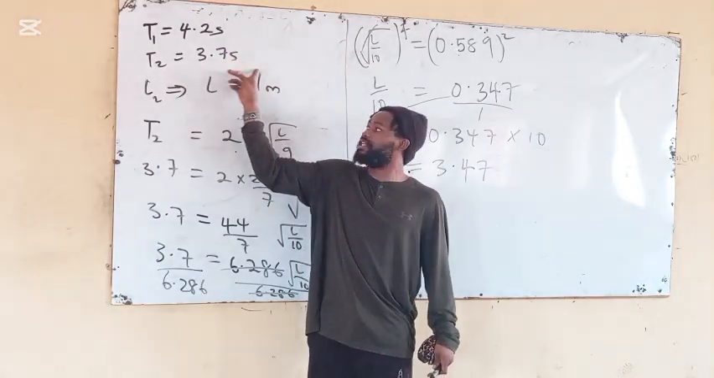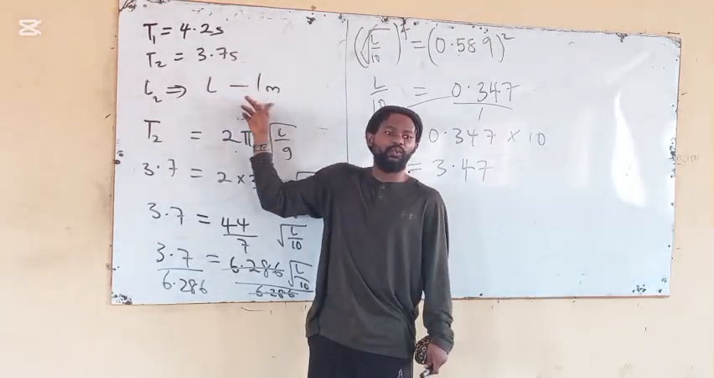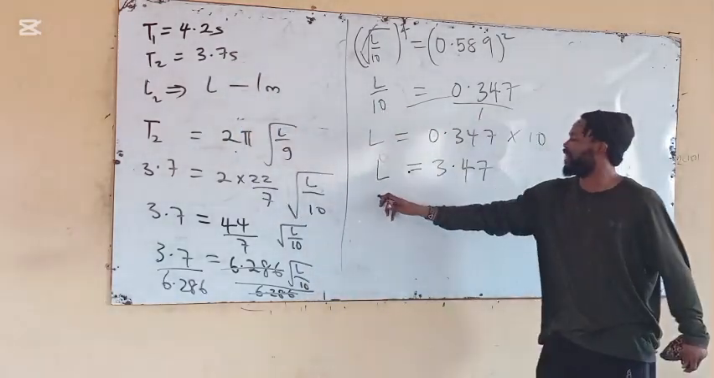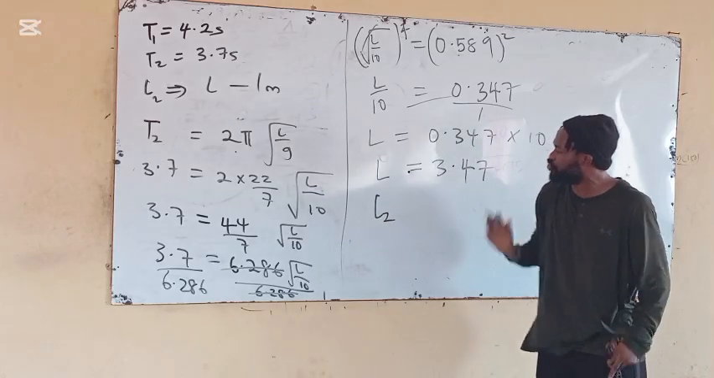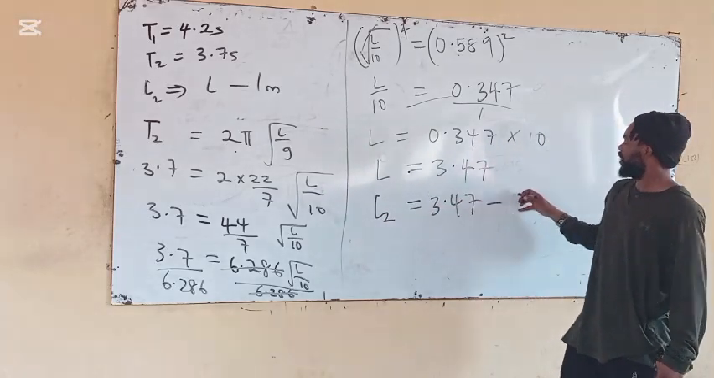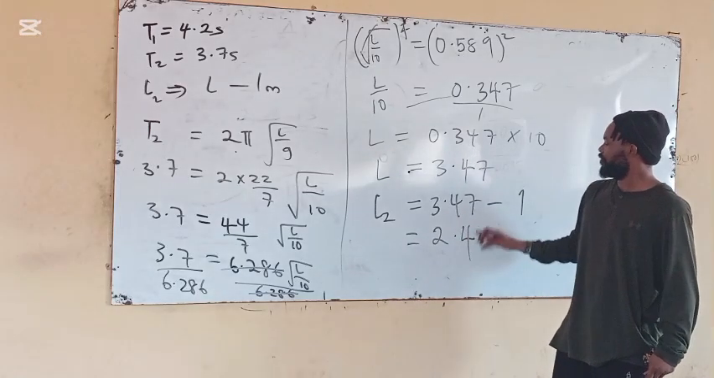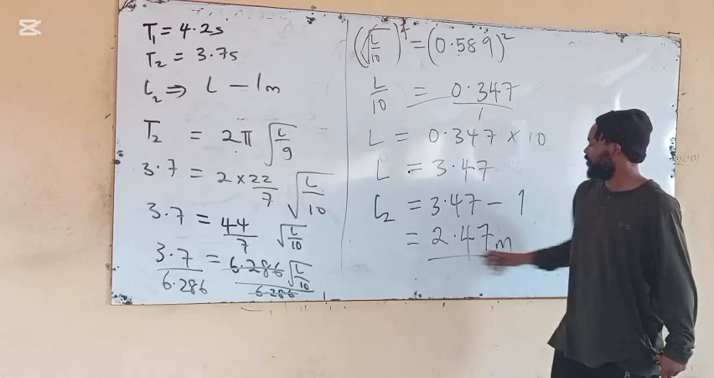find the length, and that this length I have here has been decreased by 1 meter. So what I will just do is to say that the length L2 is going to be equal to 3.47 minus 1. So equals to what? 2.47. I will know that the unit of length is meter.